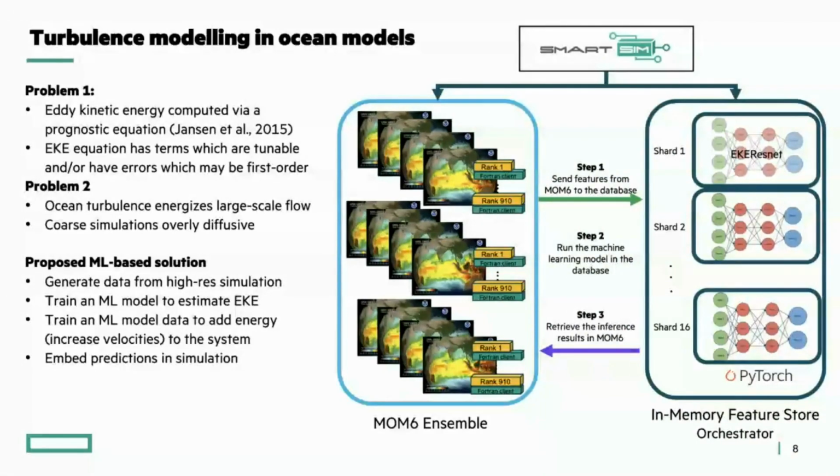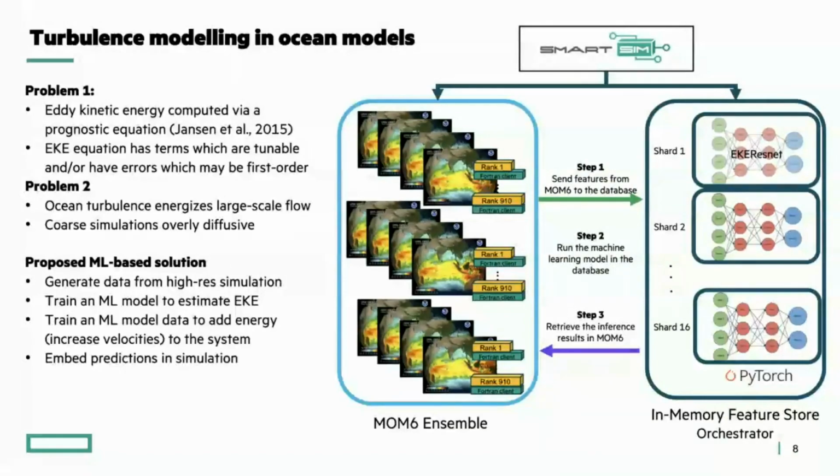So that's what that shard 1, shard 2, shard 16 is. That's essentially saying that we have 16 nodes that are all behaving as one database that can handle the communication and the running of the machine learning model. So what happens in this ML in the loop? MOM6 sends features to the database. MOM6 will then send a command to run the machine learning model in the database based on the inputs, and then it will ask for the inference results back.